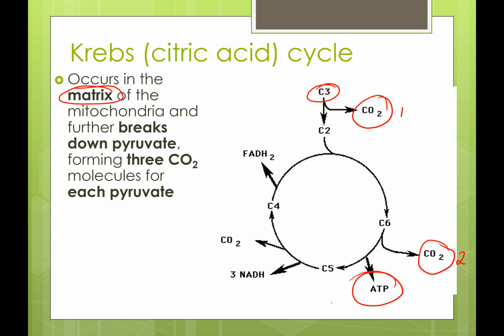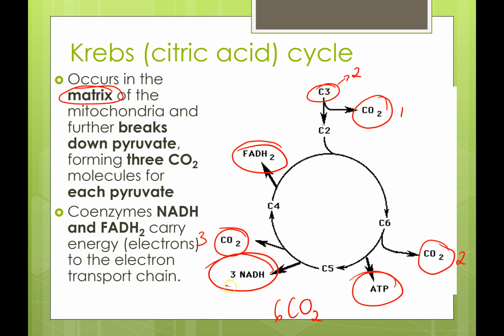We're going to get a little bit of ATP coming out. We're going to get some coenzymes, NADH, some other coenzymes such as FADH2, but lastly we're going to get this third carbon dioxide, because for every glucose molecule we actually get 2 pyruvates. That is where your 6 carbon dioxides are coming from.